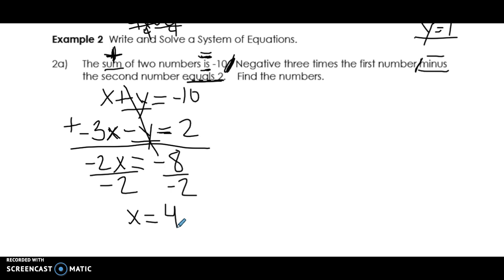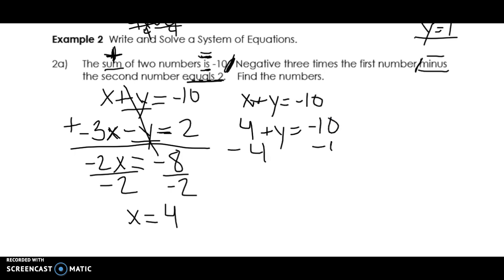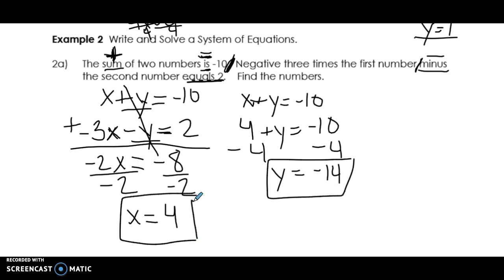Then I've got to plug this back into x in one of the equations. The easiest one will be that first equation. So I'm going to plug this into x plus y equals -10. So I'm going to replace x with 4. 4 plus y equals -10. I subtract 4 from each side. I'm left with y equals -10 minus 4 gives me -14. So here's one of my answers. Y is -14 and x is 4. So the first number is 4, the second number is -14.